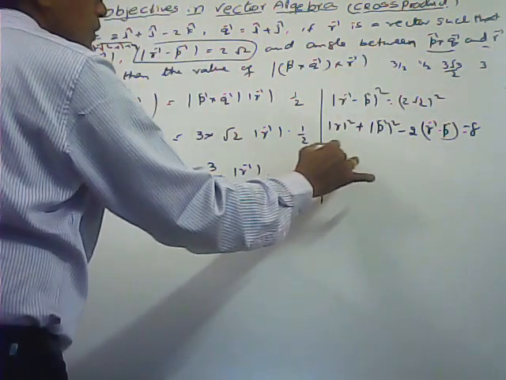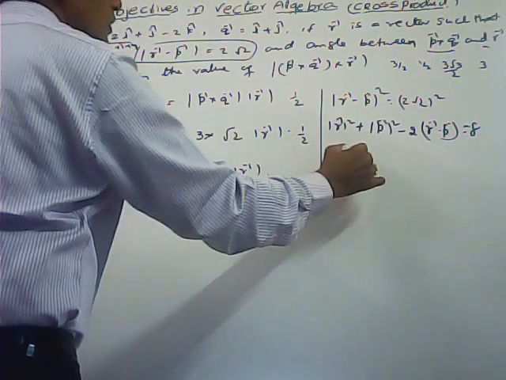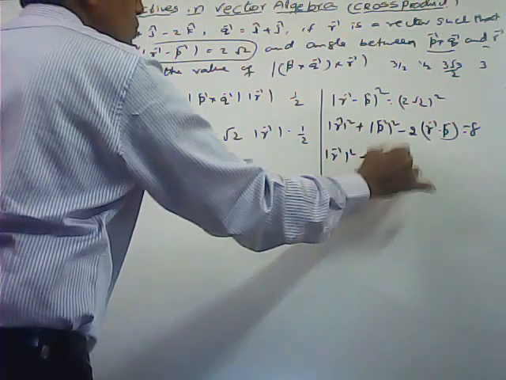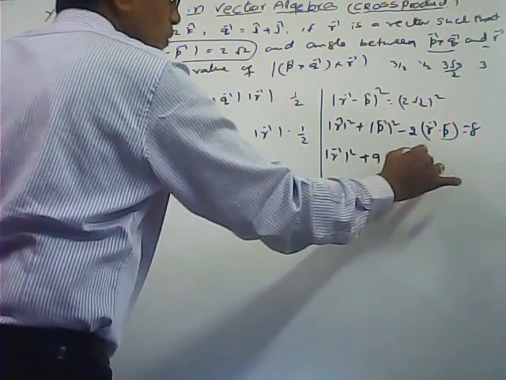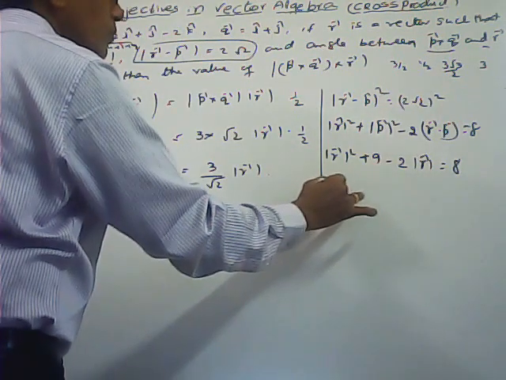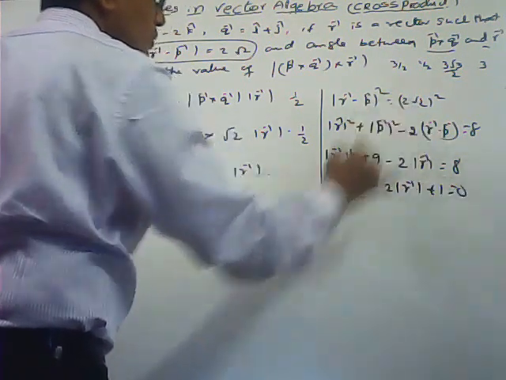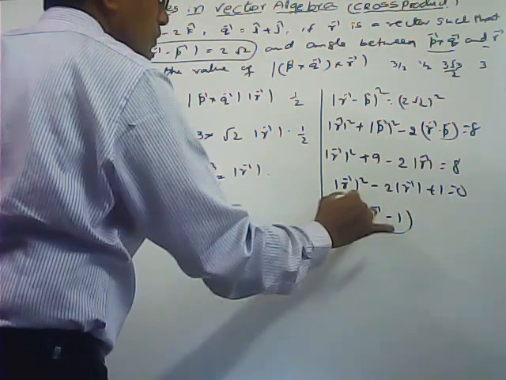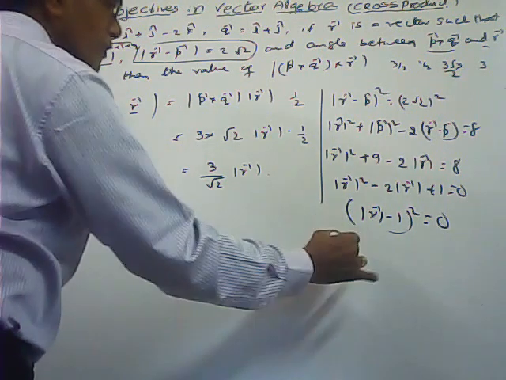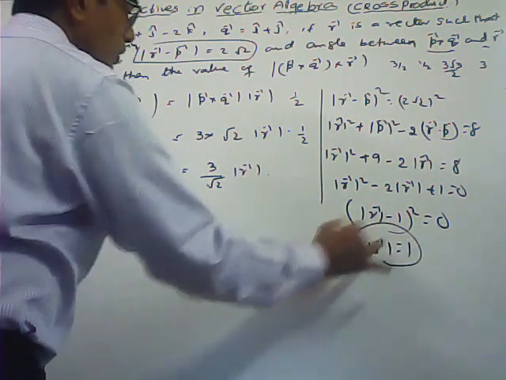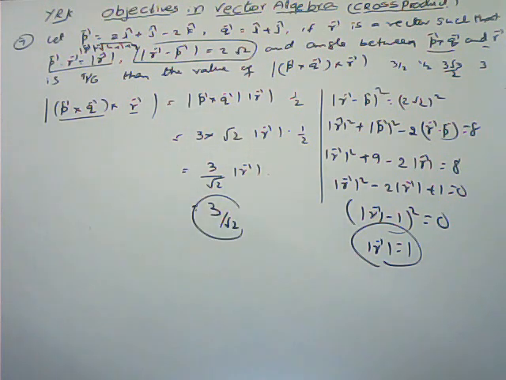Here modulus of p is 3, so 3 square is 9, minus 2 into r bar dot p bar, which is already given as modulus of r. So I can write modulus of r bar square minus 2 into modulus of r bar plus 1 is equal to 0. This is the perfect square: modulus of r bar minus 1, whole square, is equal to 0. So modulus of r bar should be equal to 1. So 3 by root 2 is the value of modulus of p bar cross q bar cross r bar.